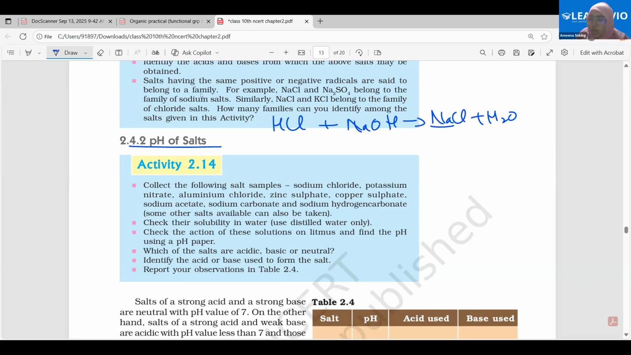How do we get to know the pH of the salts? It is assumed that salt will have a pH of 7. That is, salt will be neutral, right?